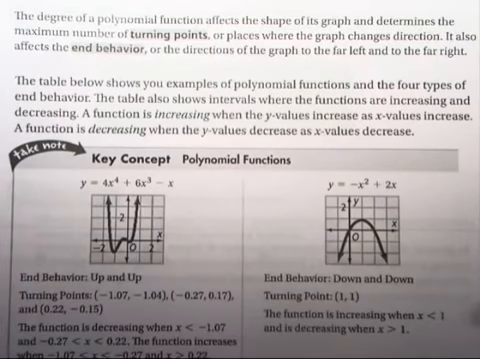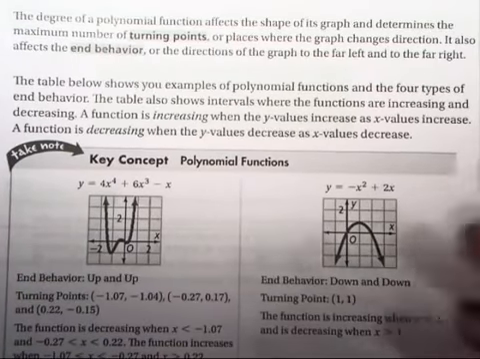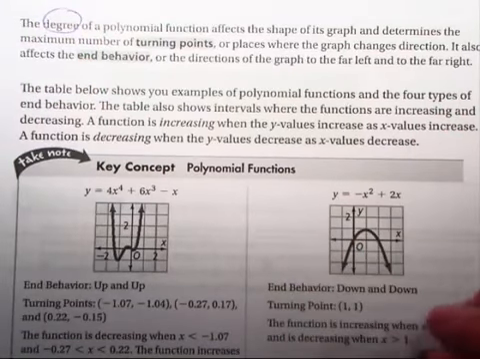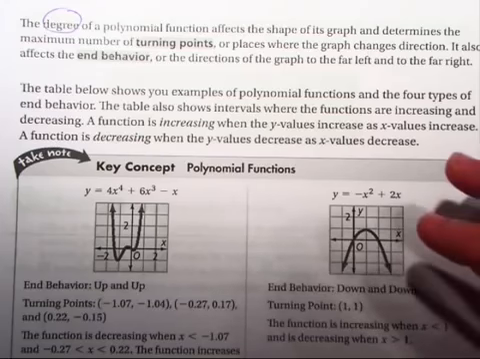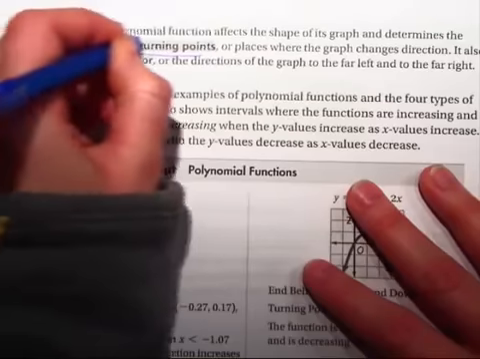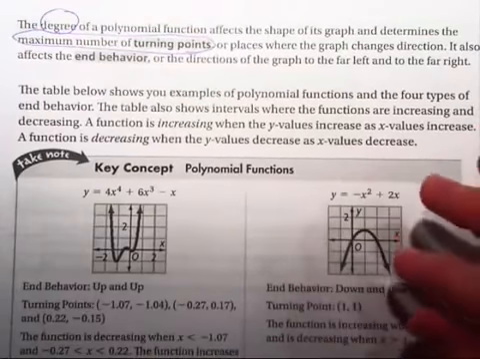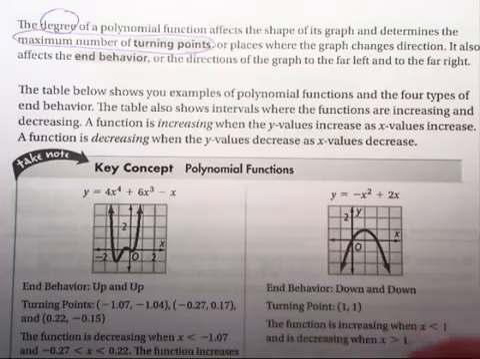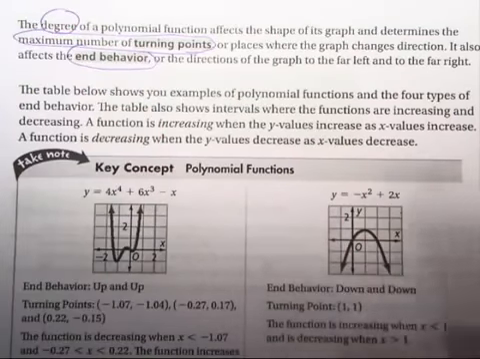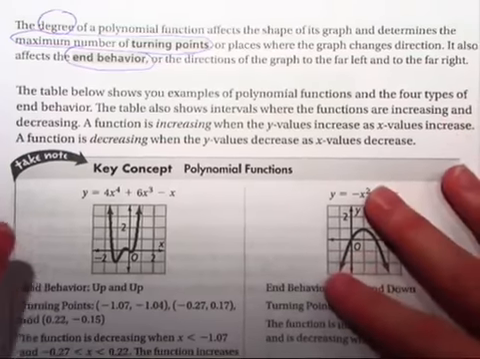So we just learned how to name degrees of polynomials. Now the degree of a polynomial will determine how that polynomial behaves on a graph. It will determine the maximum number of turning points, and it will also tell you a little bit about the end behavior of the graph, whether it goes up and down, down and down, up and up, whatever. And this table below is going to help us learn about this a little bit, okay?